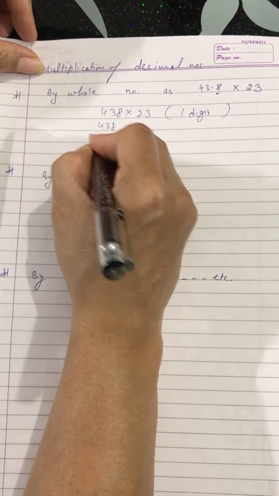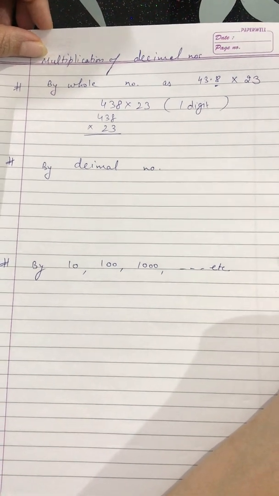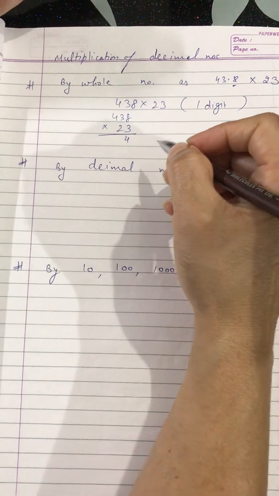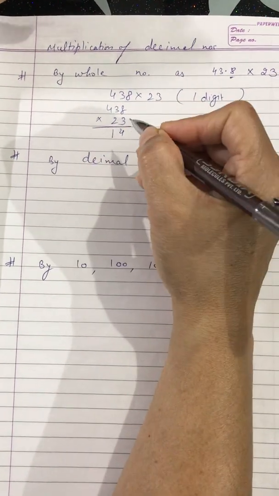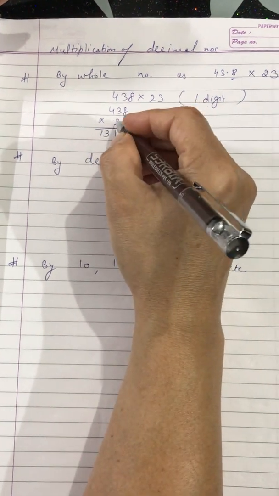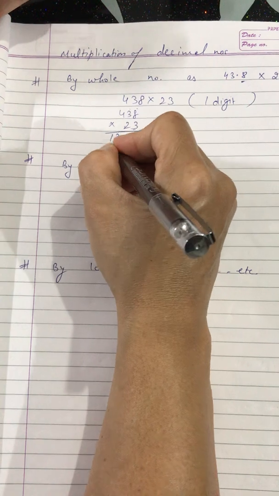Now we will do the multiplication 438 by 23 in a vertical way. We will show the sum here. 3 8s are 24, 2 carry, 3 3s are 9 and 2 is 11, 1 carry, 3 4s are 12 and 1 is 13. Now multiplication by 2, 2 8s are 16, 1 carry, 2 3s are 6 and 1 is 7, 2 4s are 8.